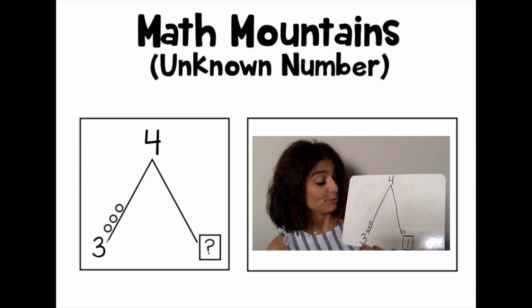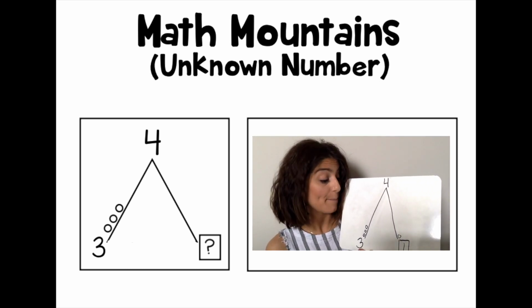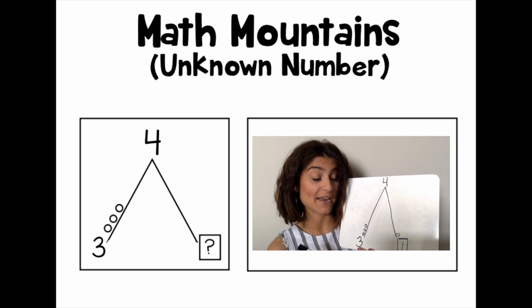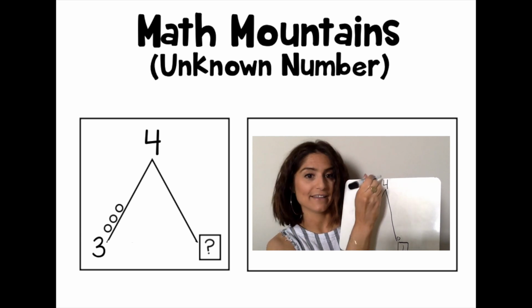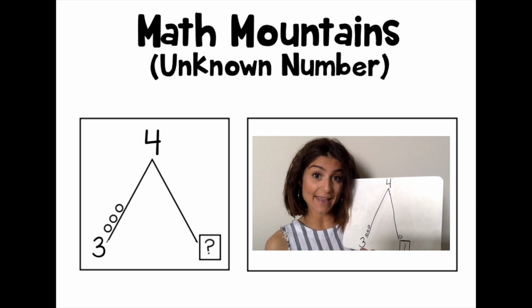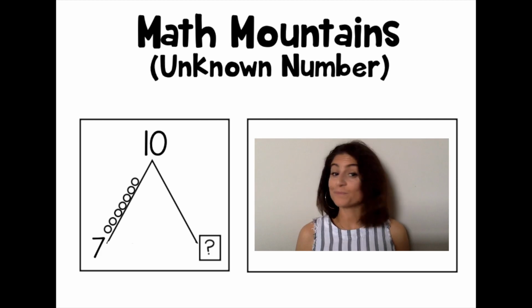So our answer shows that 3 plus 1 gets you 4. Let's check our work by counting the tiny tumblers. Ready? 1, 2, 3, 4. We did it! Let's try it again. Let's first copy down that math mountain.